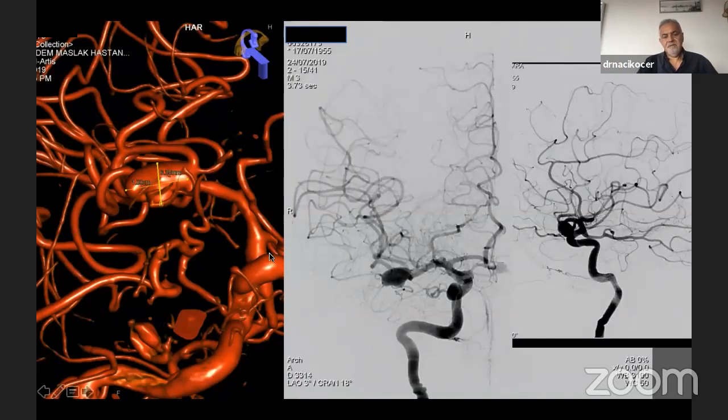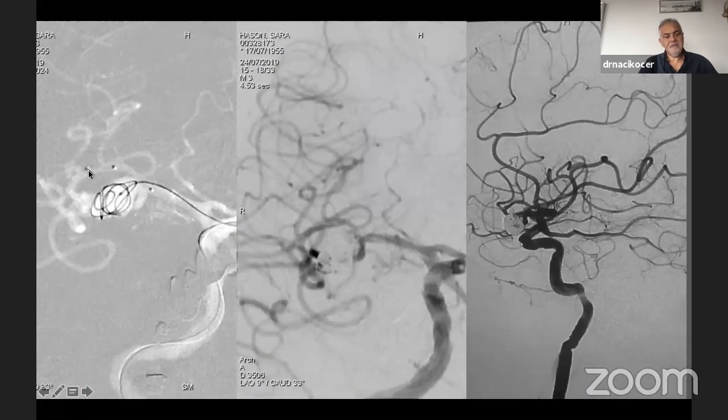Another case, the right MCA aneurysm, non-ruptured. As you see, the lower branch of the MCA looks close to the neck and bifurcation, but the proximal portion of the upper truncus is actually in the aneurysm sac. So what I did here, this is the septal balloon, 3 markers, and I'm coiling it.